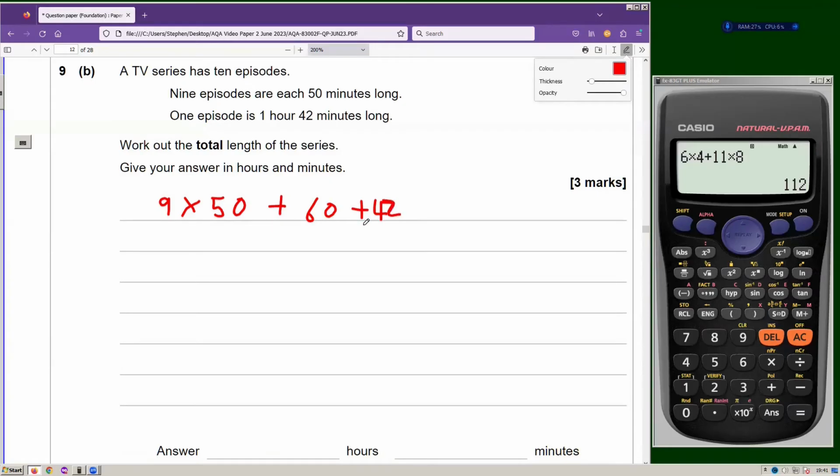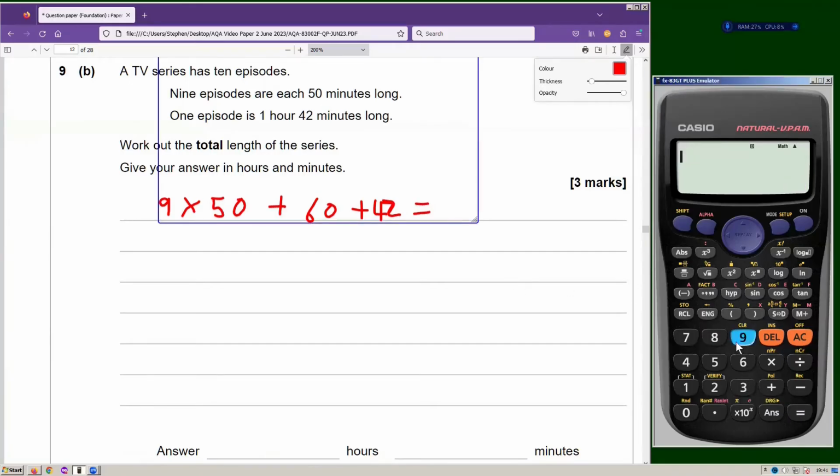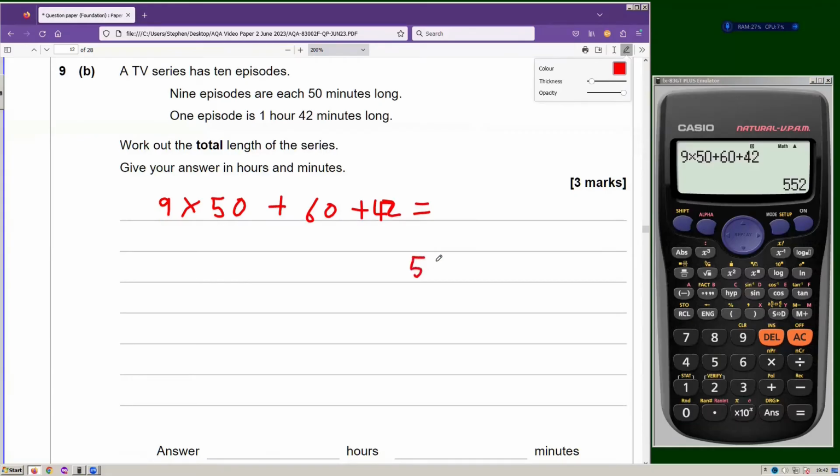42 like that. And that's going to give us our total minutes. And again, we use the calculator. Why not? 9 times 50 plus 60. I know I could have just said 102, but there we go. 552. So it's 552 minutes.